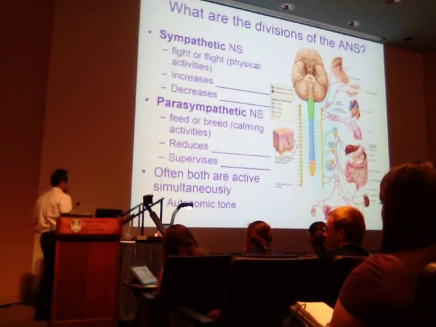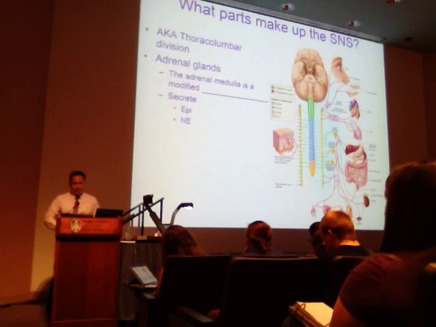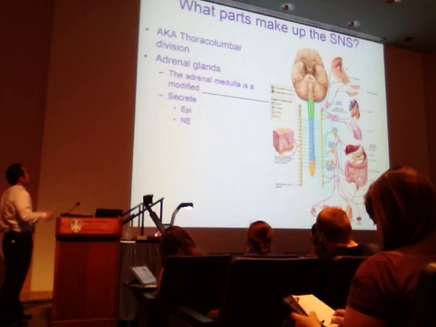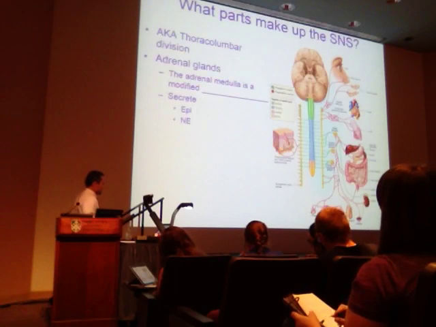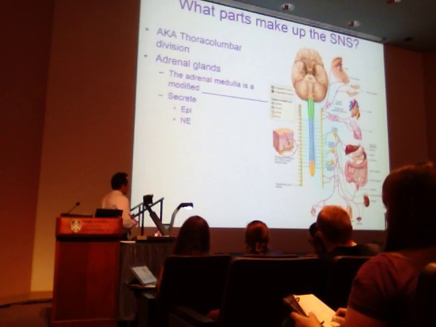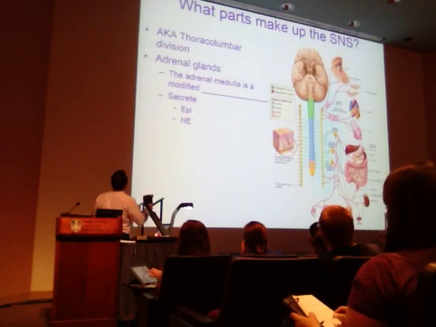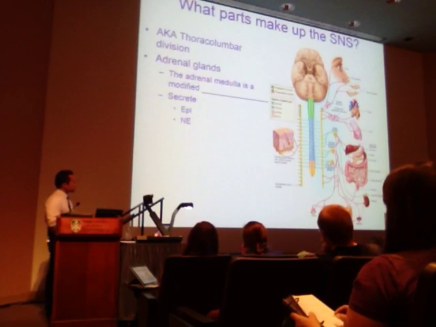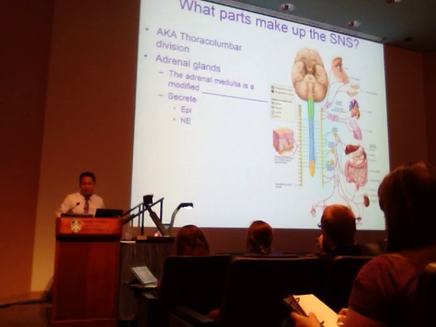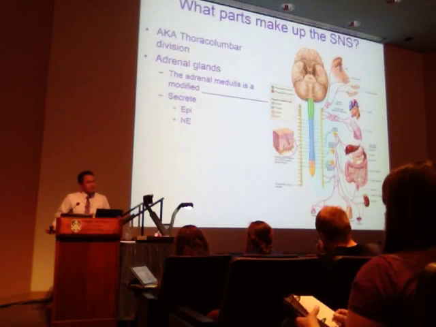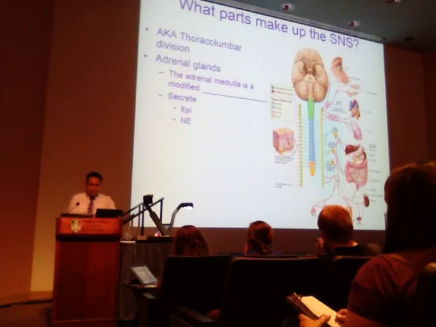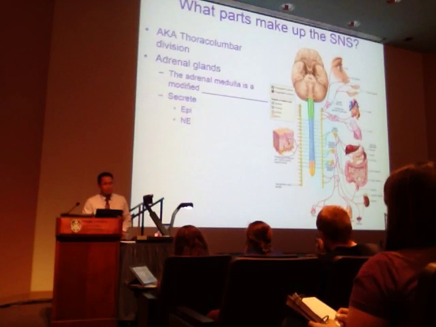Okay? If we take a peek at the sympathetic nervous system specifically, we also refer to this as the thoracolumbar division. And the reason we call it the thoracolumbar division is because the nerves come off this particular area. And the adrenal glands are a big component of the sympathetic nervous system. The adrenal glands sit above the kidneys. They're really actually a modified sympathetic ganglion.